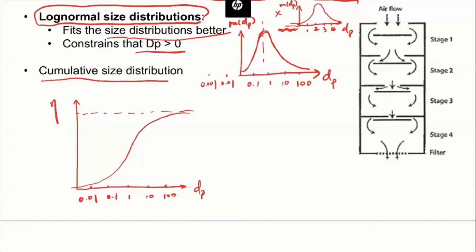At the maximum size, the cumulative fraction would be 100%. At the smallest size, the cumulative fraction will be almost 0, right? And because the size distribution has a shape like this, since we're adding them up together, it's going to grow faster near the peak size of the distribution. So it's going to show like this.